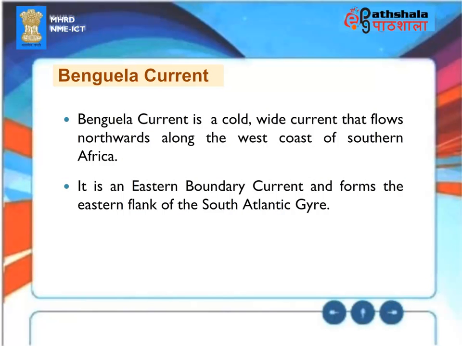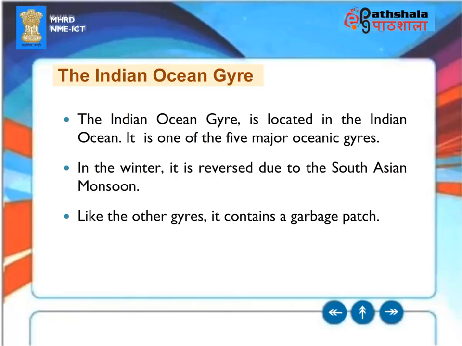Benguela Current. Benguela Current is a cold, wide current that flows northwards along the west coast of southern Africa. It is an eastern boundary current and forms the eastern flank of the South Atlantic Gyre. The Indian Ocean Gyre. The Indian Ocean Gyre is located in the Indian Ocean. It is one of the 5 major oceanic gyres. In the winter, it is reversed due to the South Asian monsoon. Like the other gyres, it contains a garbage patch.